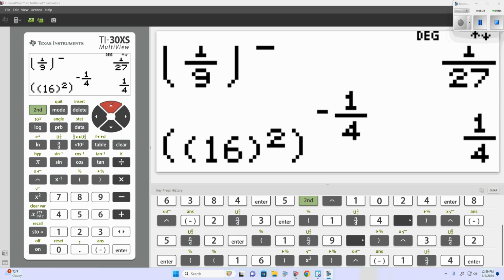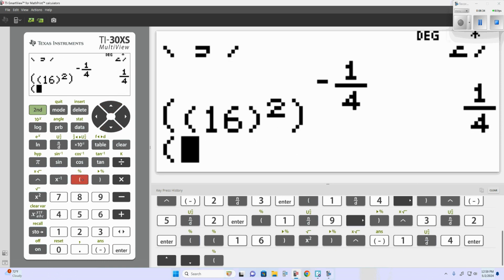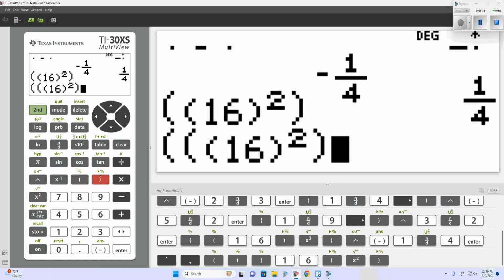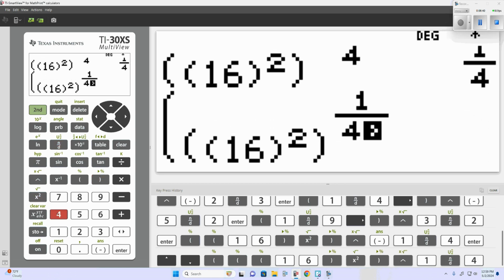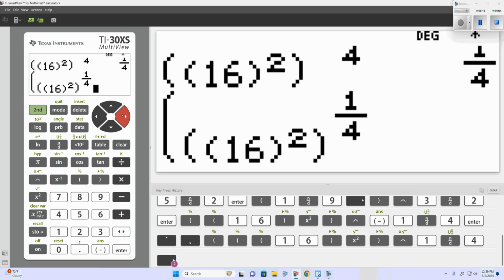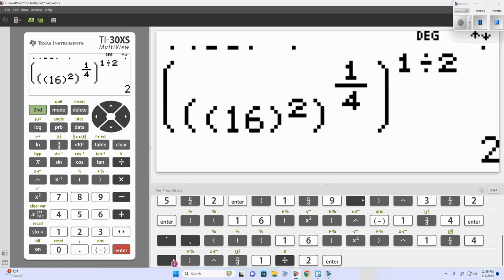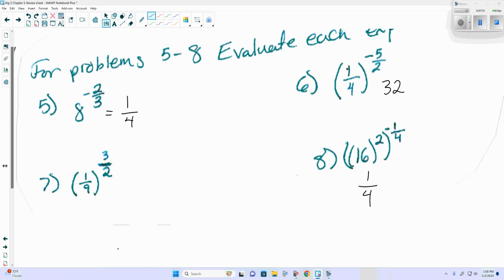Because even if it's not letting you type it in, so if we say parentheses 16 squared to the 1/4, because if it won't let us do another fraction, we can always write the fraction as division, so to the 1/2 or 1 divided by 2, or we could just take what it will take and then put it to the next power. Are we good with 5 through 8?